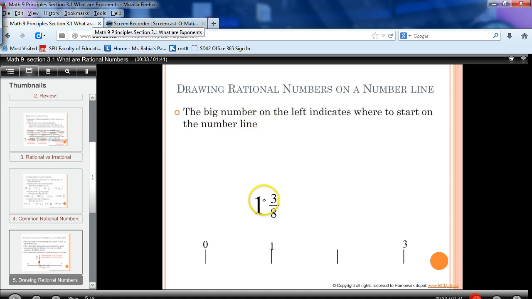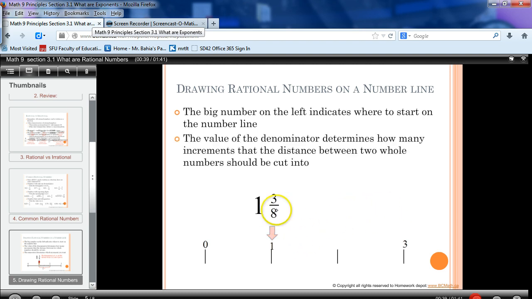Again, the big number on the left indicates where to start on the number line. So the 1 tells you where to start. There it is, the 1. We're going to start there. And then the denominator tells you how many increments or slices we're going to cut between 1 and 2. Denominator is 8, so we'll cut the distance from there to there into 8 separate pieces.